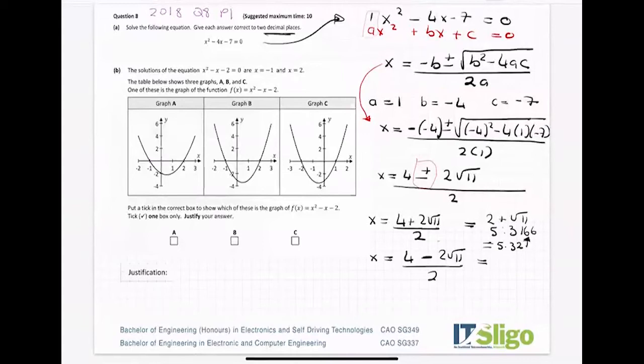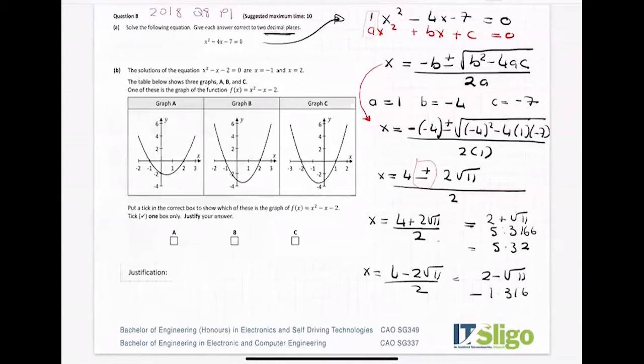Okay, so I'm just going to move this down a little bit because I didn't leave myself enough room. So 5.32, is that rounded? And then my second answer comes from minus 2 root 11 over 2. So you don't have to delete it. You can just go back on your calculator and change the plus to a minus. And you get 2 minus root 11. If you press S to D, we're getting minus 1.3166 or minus 1.32.